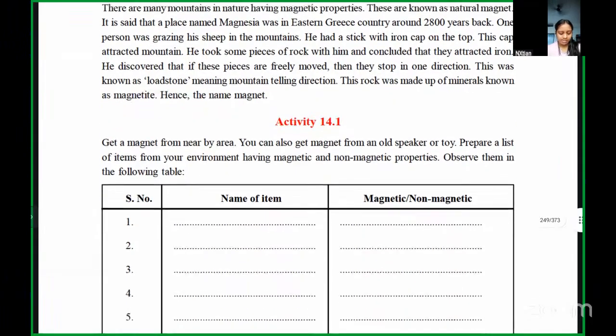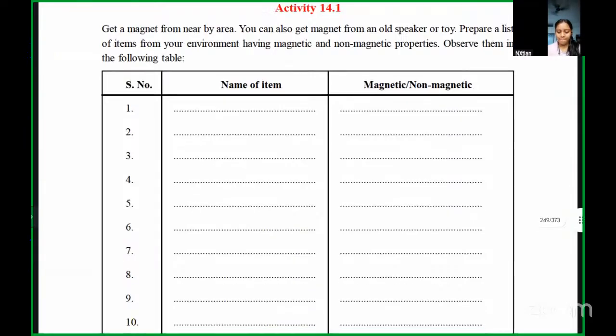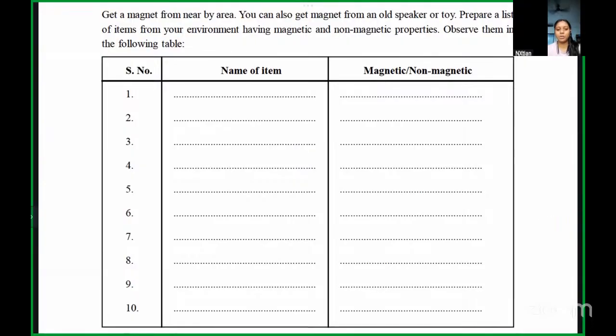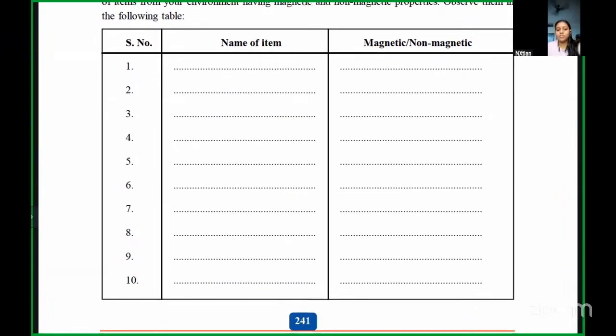This is Activity 14.1. Get a magnet from a nearby area. You can also get a magnet from an old speaker or toys. Prepare a list of items from your environment that have magnetic and non-magnetic properties. Observe them in the following table: name of the item, and write down if it is magnetic or not. So this activity you can do.